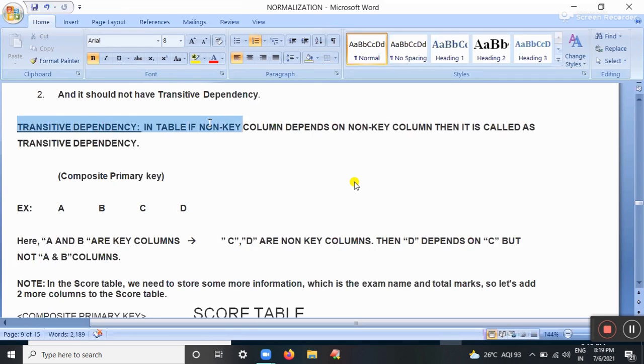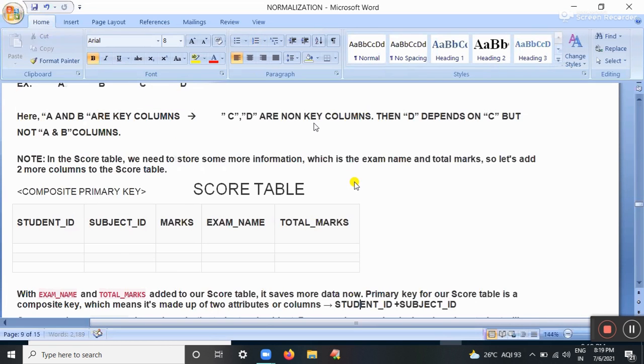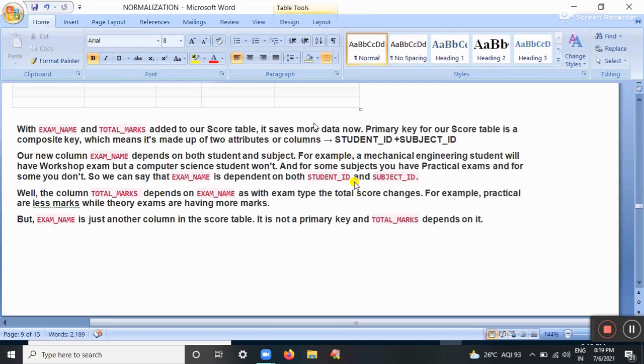But when your table is having transitive dependency columns, then the table does not satisfy the third normalization technique. If transitive dependency columns are there in the table, then the table does not come under third normalization form. Okay? Right. So then what do we want to do?